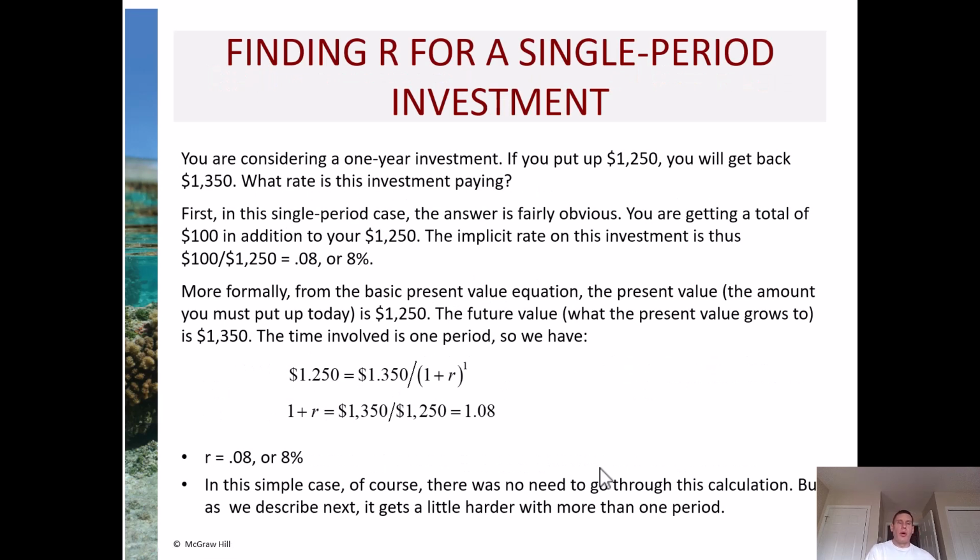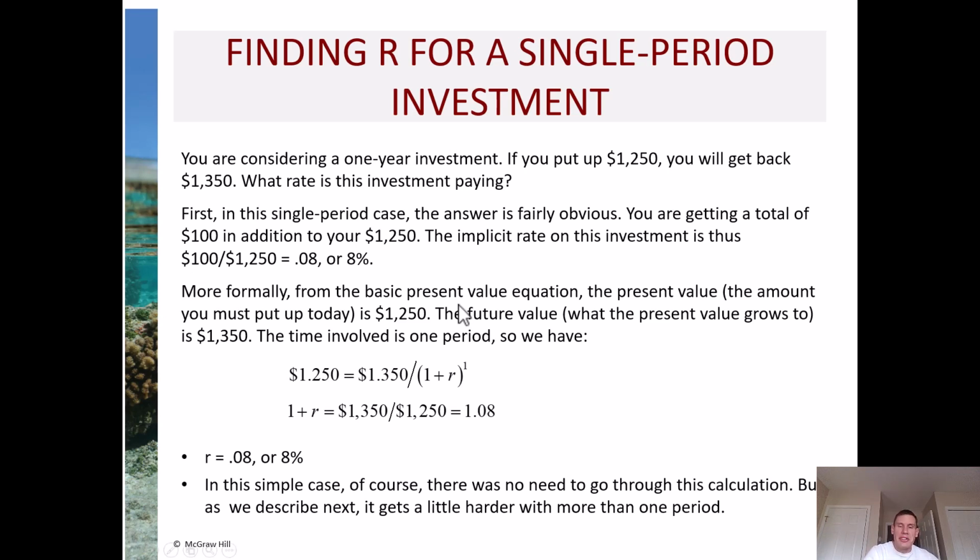You're considering a 1-year investment. If you put up $1,250, you will get back $1,350. So they're telling you the present value and the future value. The question is, what rate is this investment paying? In the single period case, the answer is fairly obvious. You are getting a total of $100 in addition to your $1,250. So the implicit rate on the investment is just 100 divided by 1,250, and we get 8%. If it's a single period, that's pretty easy.